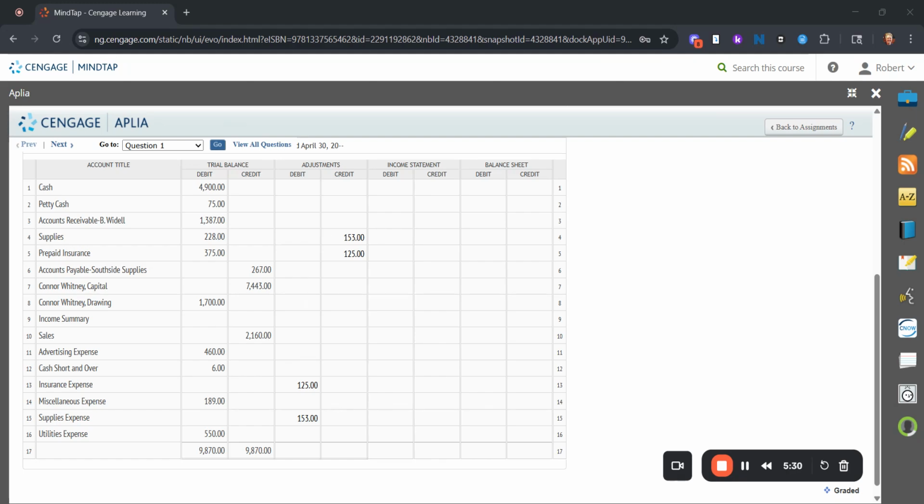Okay, so now let's total these columns up. 125 plus 153, 278. And obviously this other side is going to come out to be 278 as well. Once again, debit and credit balance. Okay, so that is 6-2 work together.